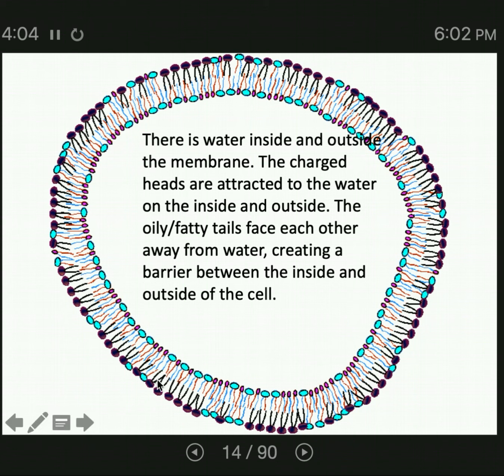So the fatty acid tails, that's the oil part, but it's not just a blob of oil, right? It has this interesting structure that allows there to be an inside and an outside, and that's because of those phosphate heads, which organize the oily part so that it's not just a blob.